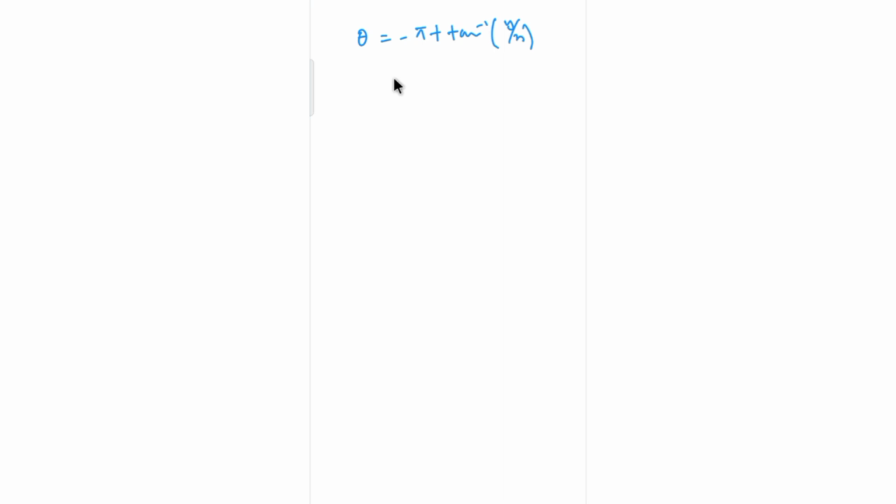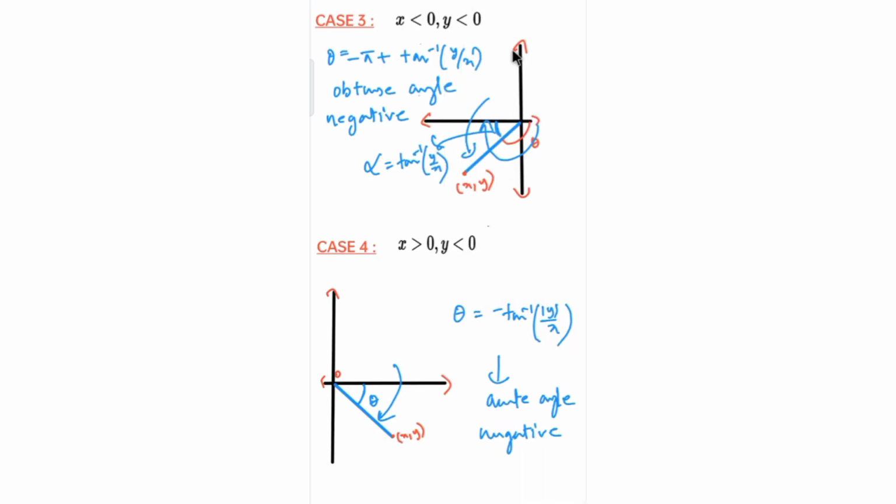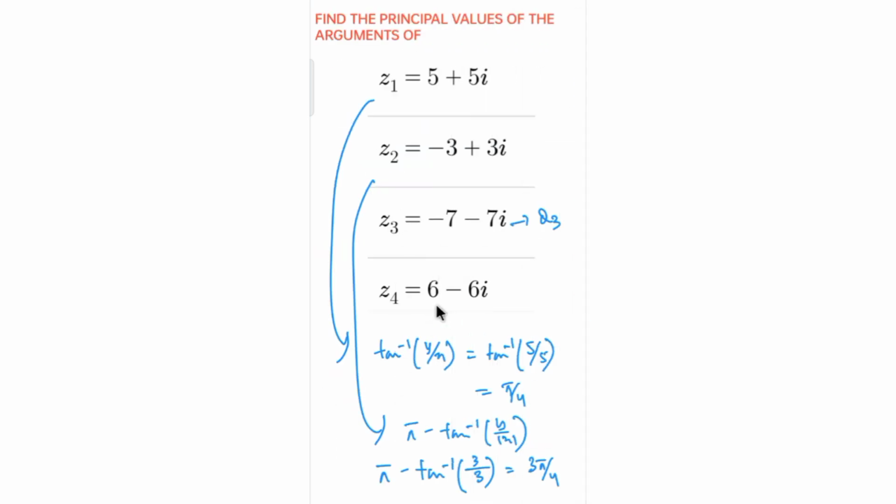We can just substitute that there. So minus pi plus tan inverse of minus 7 by minus 7, which we get this to be minus pi plus tan inverse of 1. So which is minus pi plus pi by 4, we get this to be minus 3 pi by 4. And the next one, which is the fourth problem, is 6 minus 6i.